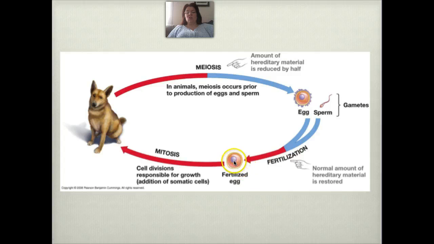And through all of the growth of that fertilized egg, through the embryo stage and through the fetus stage, and when that puppy was born, and when that puppy grew into an adult dog, all of the cell division that made that happen was mitosis. So this is the kind of cell division that's responsible for growth and development. So all mitosis occurred in order to produce an adult dog.